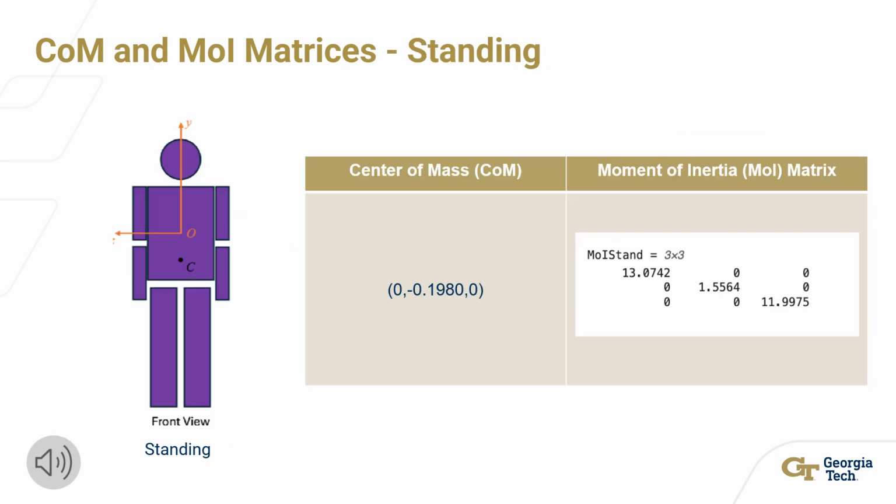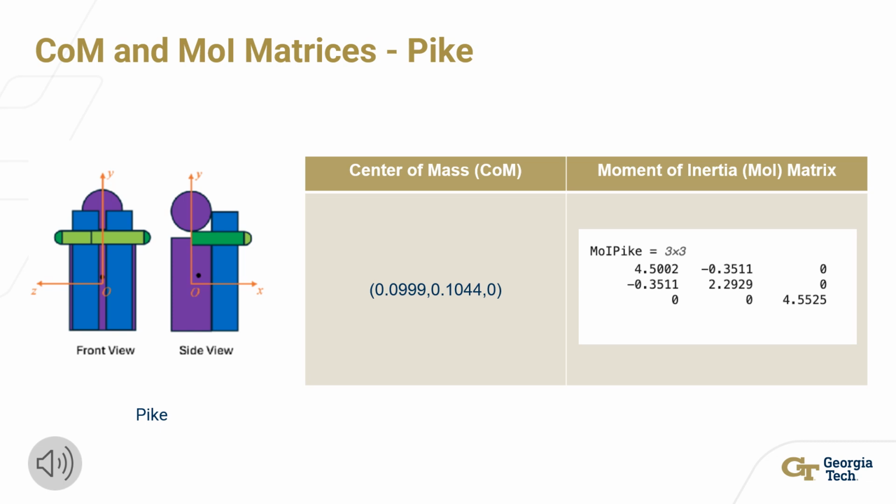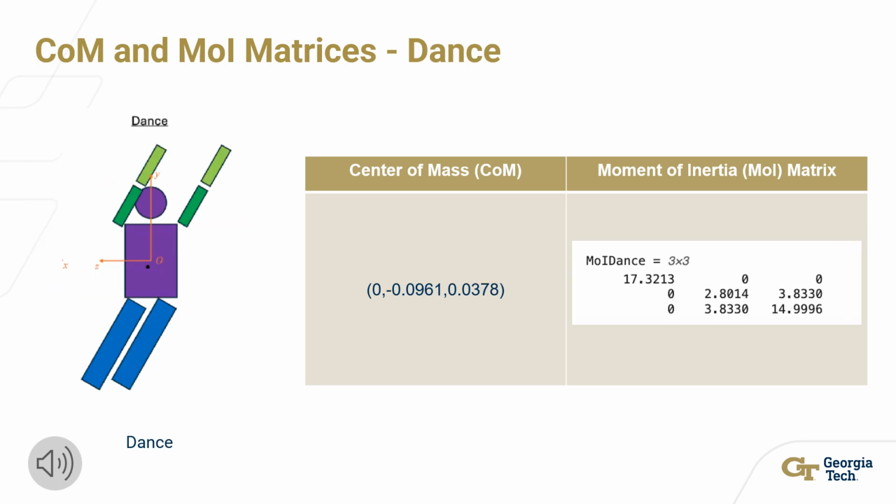Here you'll find the center of mass and the moment of inertia matrix for the standing configuration. Here you'll find the center of mass and moment of inertia matrix for the open configuration. Here you'll find the center of mass and moment of inertia matrix for the pike configuration. Here you'll find the center of mass and moment of inertia matrix for the dance configuration.